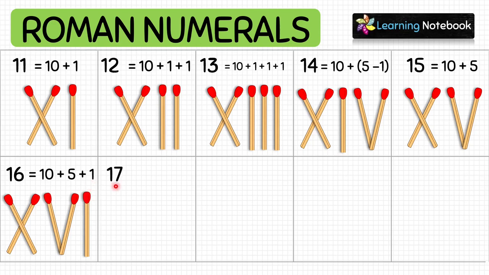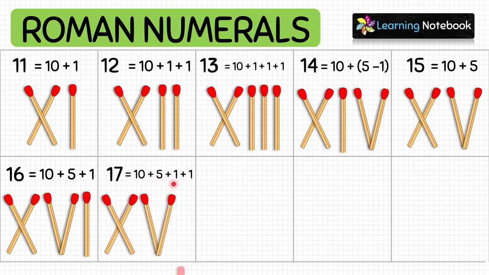Then number 17, which can be written as 10 plus 5 plus 1 plus 1. So we will paste X, V, and then 2I. So XVII is the Roman numeral for number 17.